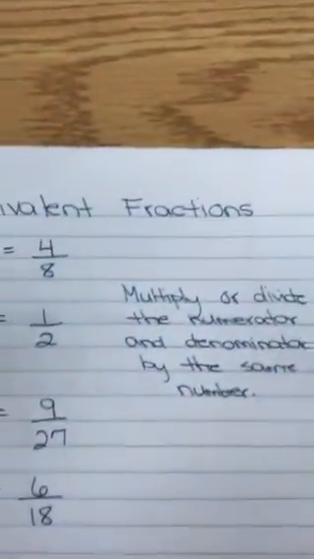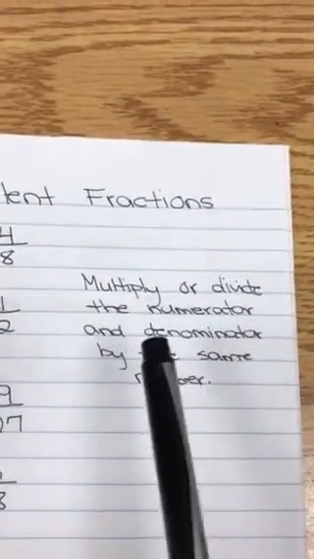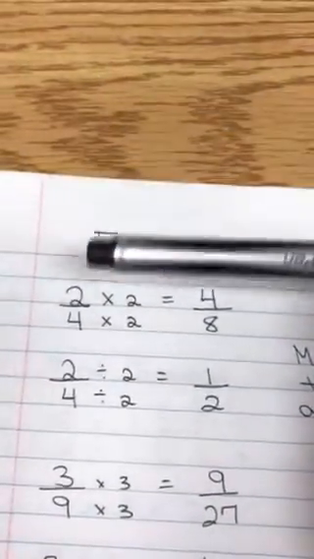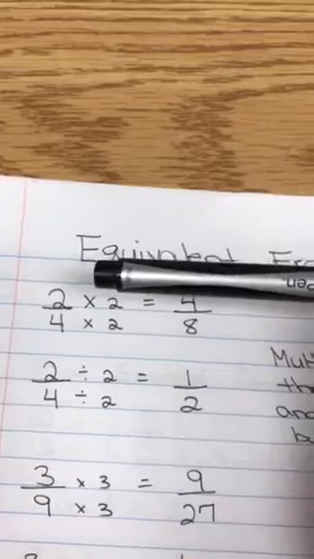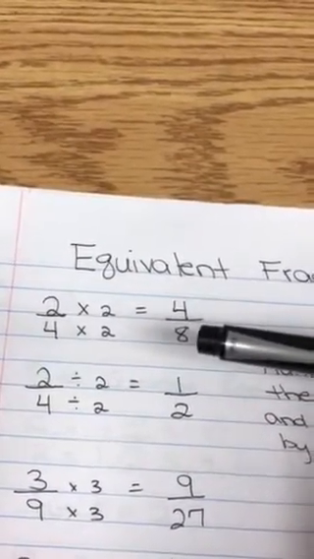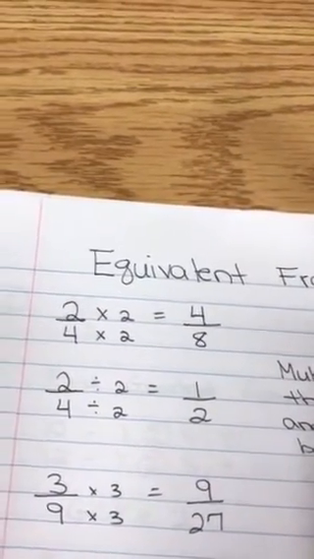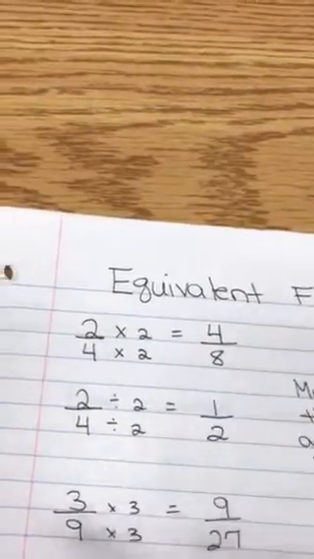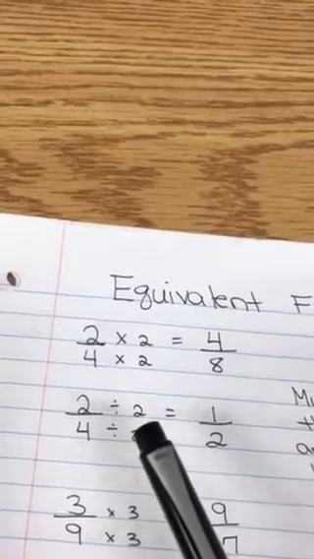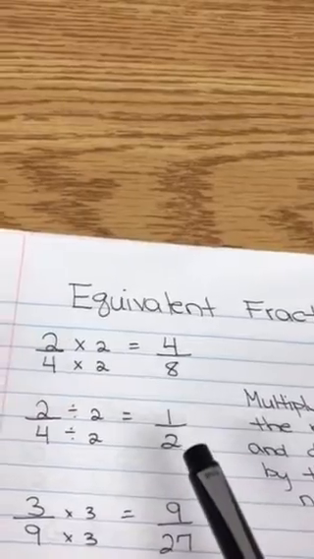So to show you on paper, students can either multiply or divide the numerator and denominator by the same number to find an equivalent fraction. So again, there's 2/4. I times it by 2 to get my 4. 4 times 2, I get my 8. So in the example I just showed you, 2/4 is the same as 4/8. I could also show an equivalent fraction by dividing. If I take 2/4 and I divide my numerator and my denominator by 2, I could get 1/2.